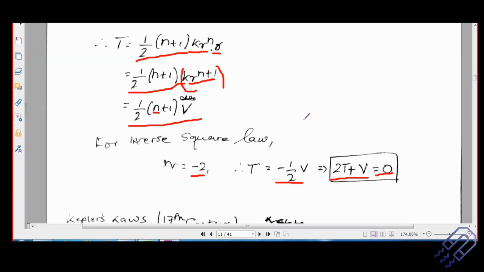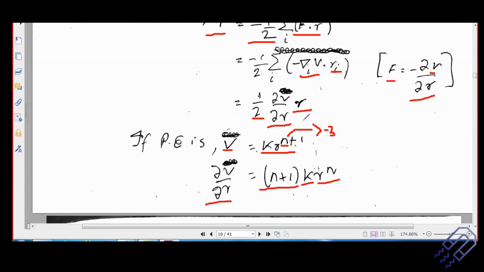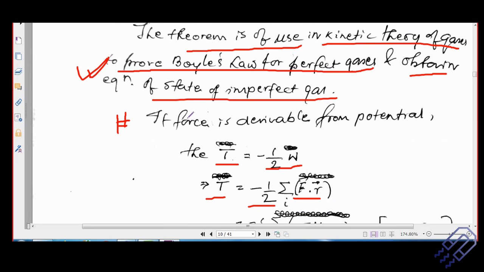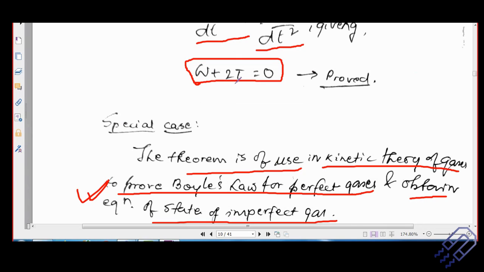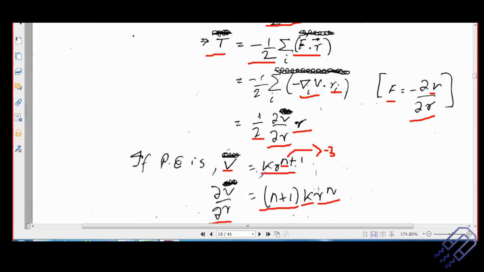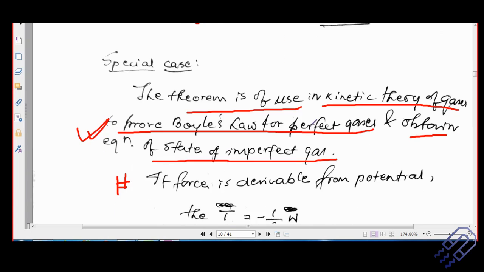So this is a special case of the Virial theorem where we are including the potential energy. Please consider this as a special case because this might not be applicable everywhere. The Virial theorem is this, but in some cases, if we have the form of the potential energy as k r to the power n plus 1, then we can write this also as V plus 2T is equal to 0.